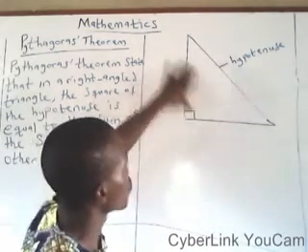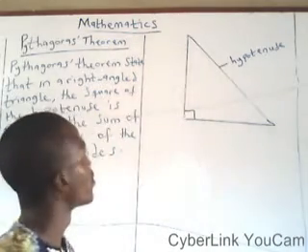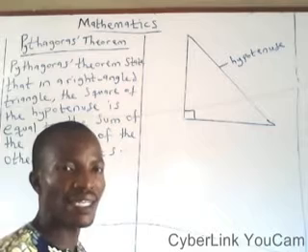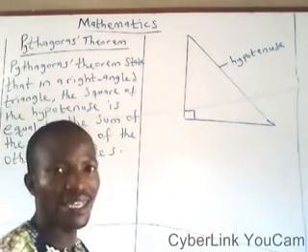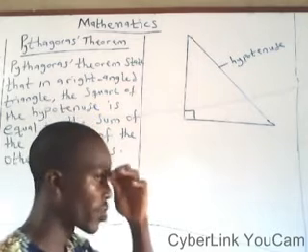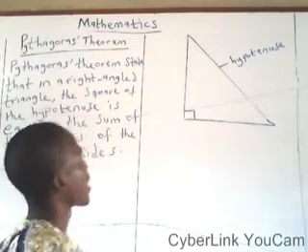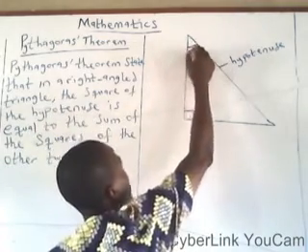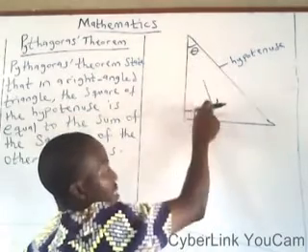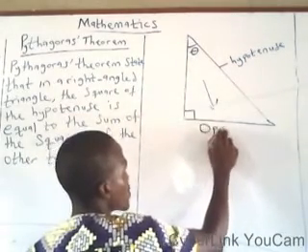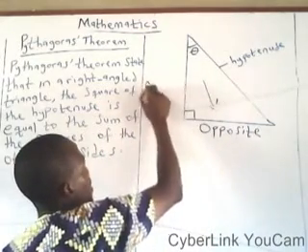Now the other two sides that we have here, how do we name them? We are looking for two things, that is adjacent and opposite. What will determine our opposite and adjacent is the location of the angle given. If we are given our angle at the top here as theta, in that case, the place this angle is facing will be our opposite, while the other side here will be our adjacent.